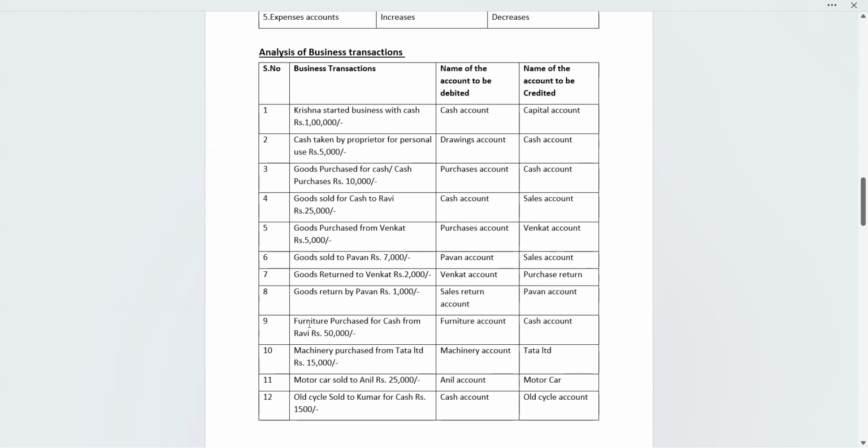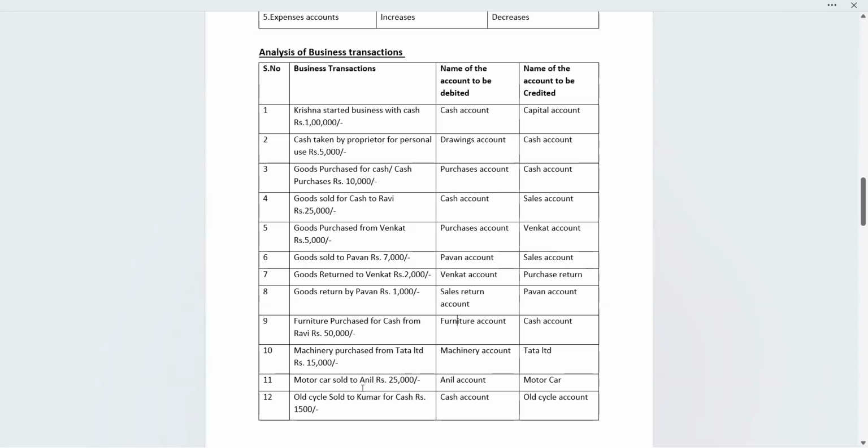Furniture purchased for cash from Ravi. You are purchasing the furniture for cash from Ravi. Here the name is also given, cash is also given, but you mention the cash only, because it is a cash transaction. Furniture comes into the organization, so that should be debit. Furniture is an asset. Asset means which rule are you applying? Real account. Real account says debit what comes in, credit what goes out. Furniture comes into the organization, so it should be debit. Now cash comes in or goes out? Goes out.